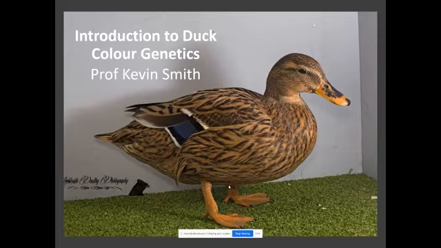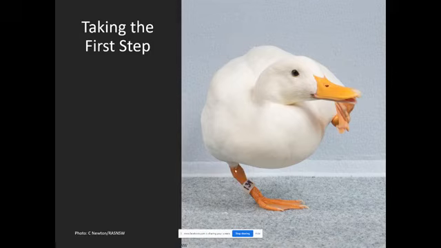Just as a bit of preamble while people are joining, what we'll be talking about is the colors and the genes that form the basic patterns that derive in the sort of mallard duck stream, starting at the basic wild type color of ducks.